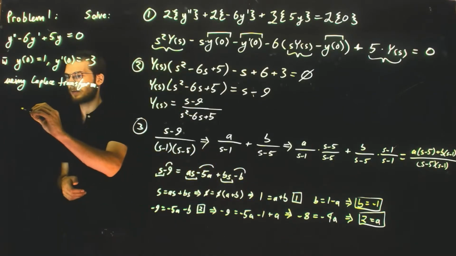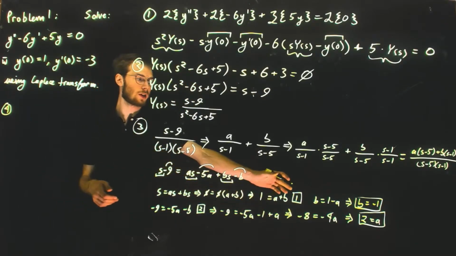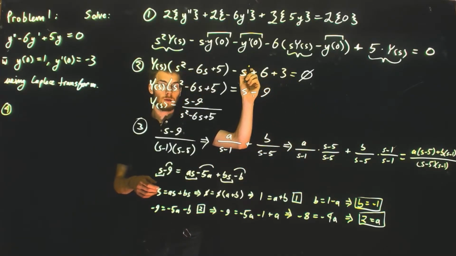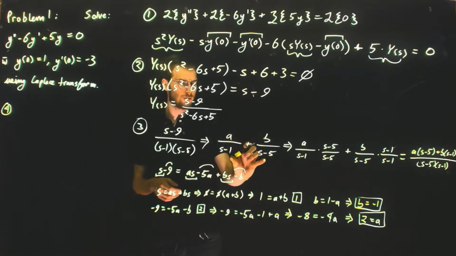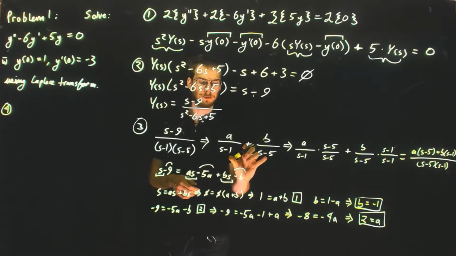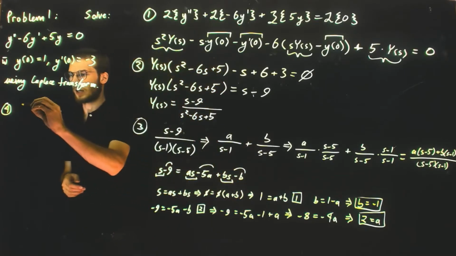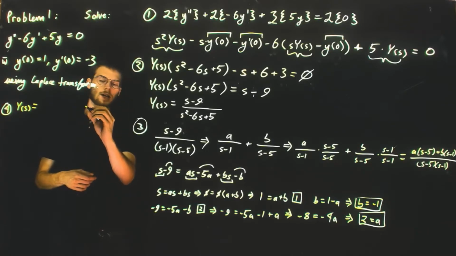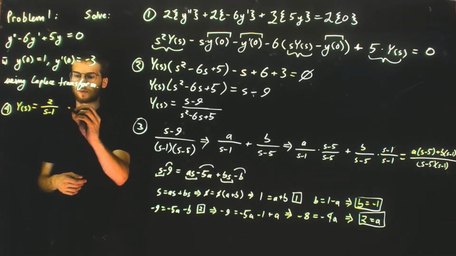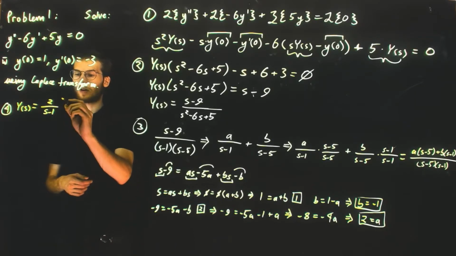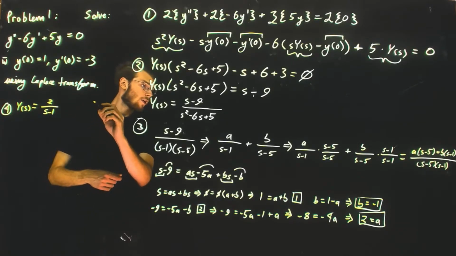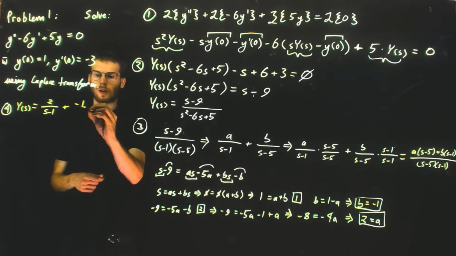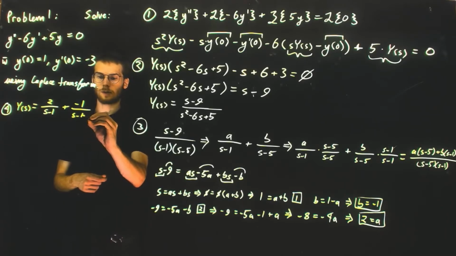We can proceed to step 4, and step 4 is going to be substituting these two coefficients into this version of our equation. So what we'll have is y of s is equal to A over s minus 1, where A is equal to 2. So 2 over s minus 1. And in the next step, I'll show you how to simplify that. And then we will have plus -1 over s minus 5.